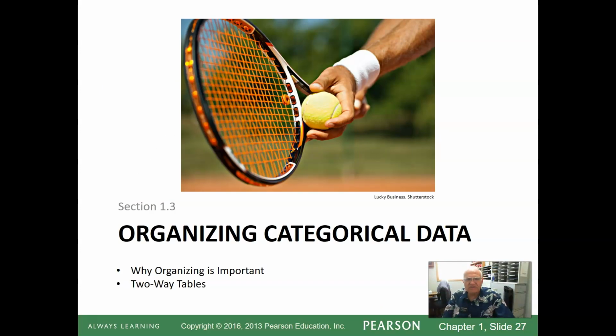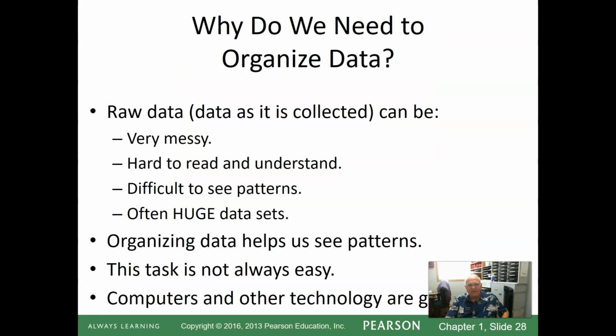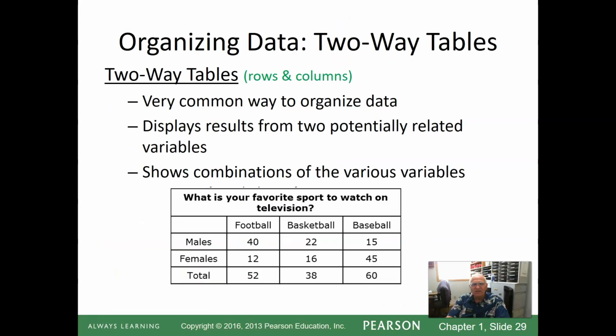We're going to move on to section 1.3 and talk about organizing categorical data. Remember, categorical data is generally the non-numeric type of information that just classifies the data. And we want to organize the data simply because it makes it more interpretable. If you look at a big pile of data, if you will, with lots of information in it, it's really hard to pick out patterns and so on. So we're going to organize it to give us better information about what the data is telling us.